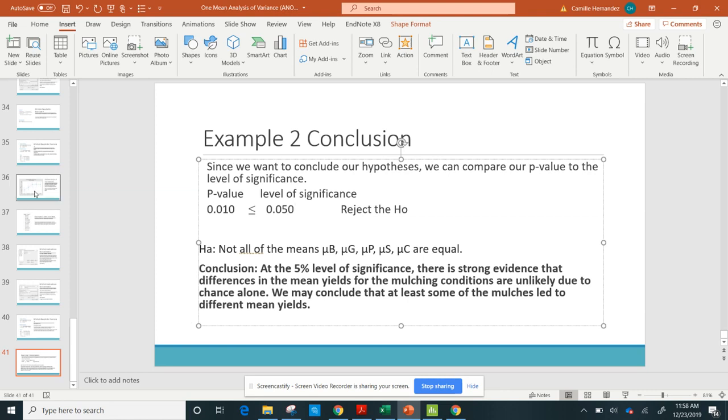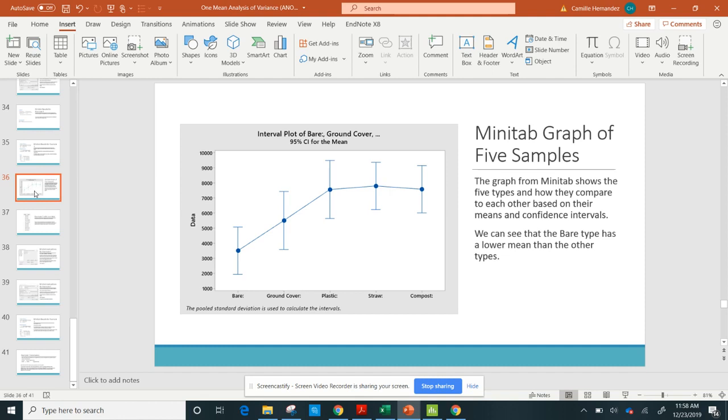I'm going to go back to the graph. So if I plant stuff in a garden and I leave it without anything covering the soil, I'm not going to have the same yield as if I put something down to protect it from the elements, the rain, the sun, animals, anything like that. Even ground cover gives me slightly better than bare coverage. Plastic is a little bit better, is a lot better, so is straw, and so is compost.